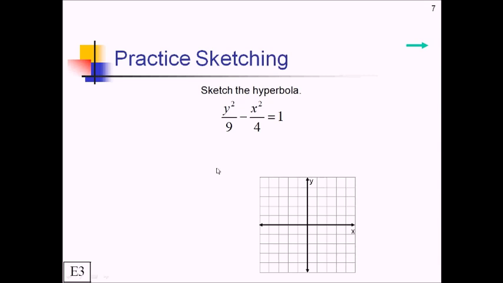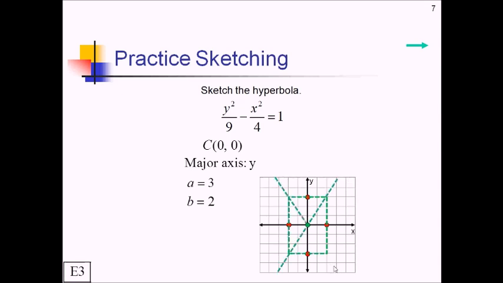All right, so for our center, we've got 0, 0. So there we are. And then for the major axis, that's going to be y this time because y comes first. It's in the positive fraction. So we've got an a value of 3, the square root of 9, the first denominator. So that means since it's a major axis y, we're going 3 up and 3 down. Minor axis, we've got a b value of 2, if we square root that 4. So 2 to the right, 2 to the left. Draw the box through those points. Draw the asymptote through the corners of the box.